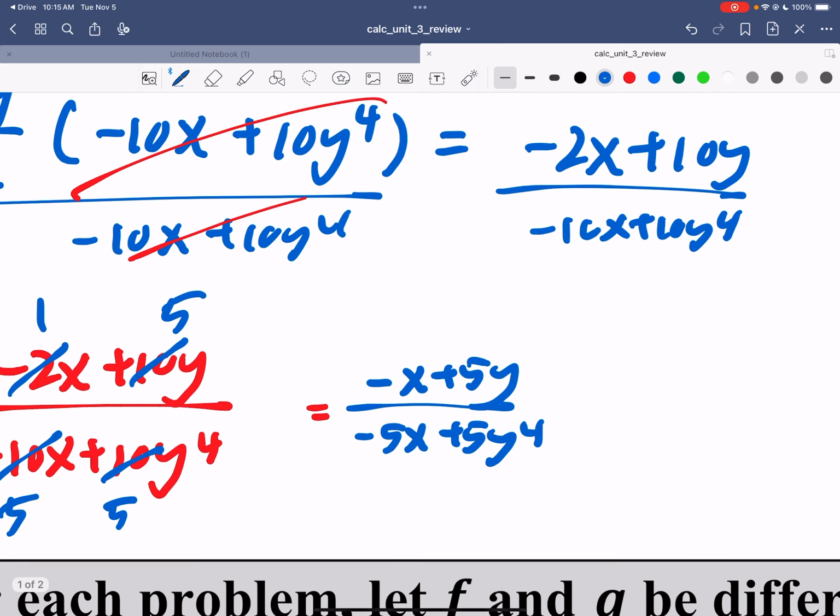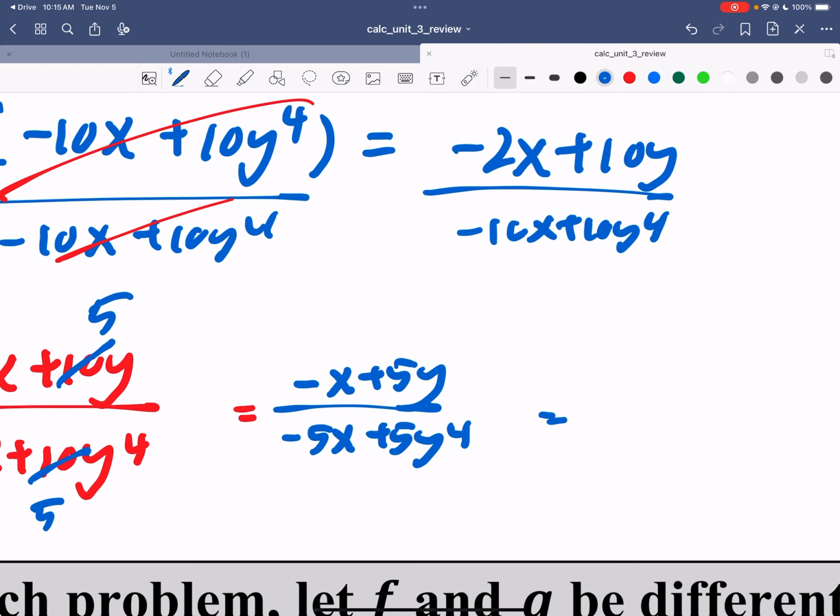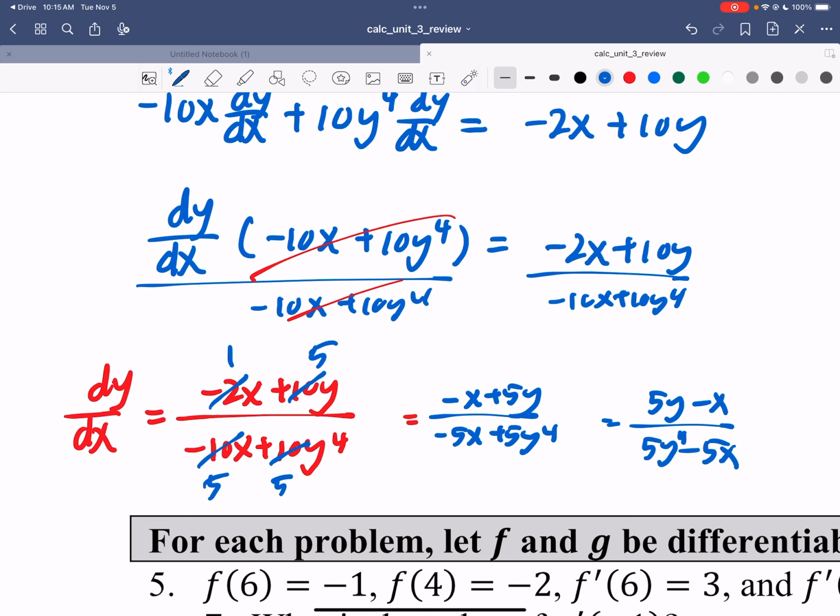That's one way that I can write this, or I can switch the order, like 5y minus x over 5y minus 5x, like this. There are so many ways that you can do it. But if it was a free response, leaving it like this is okay as well. But if it is multiple choice, you have to know how to simplify like this, okay?